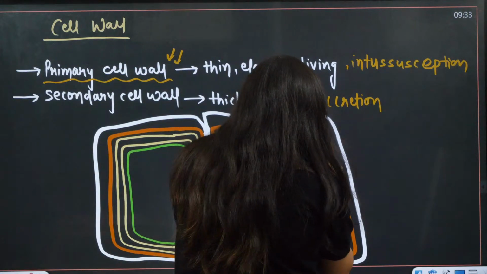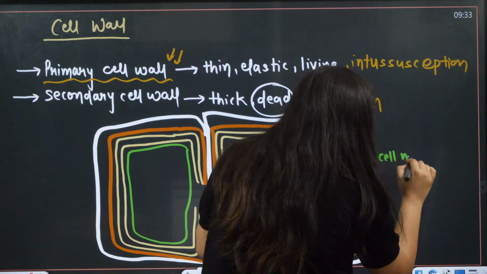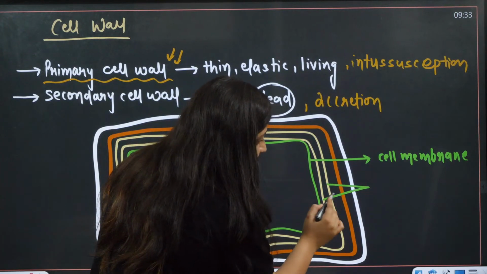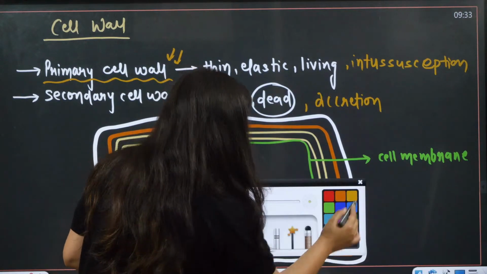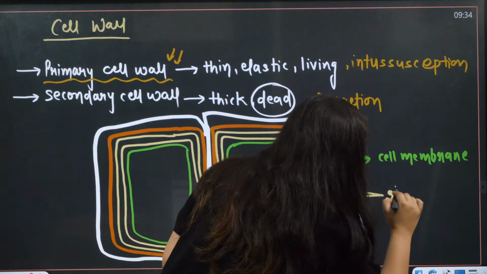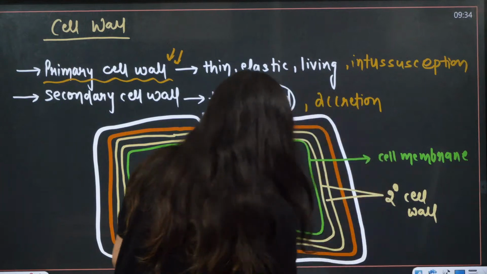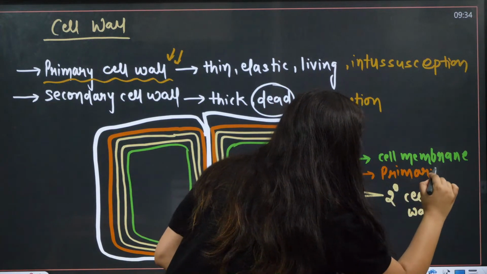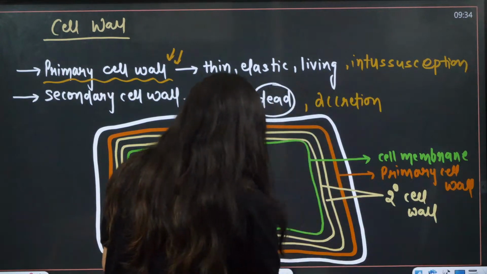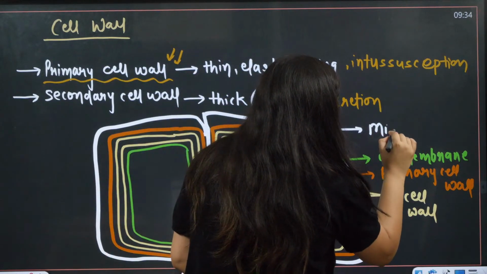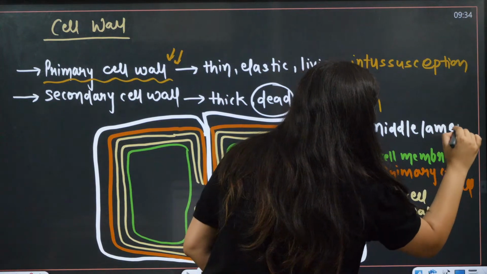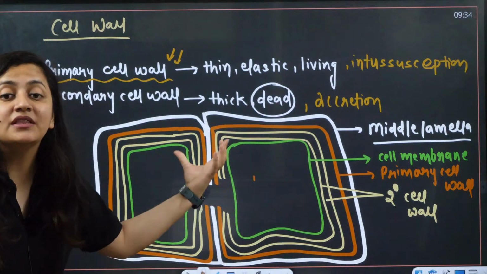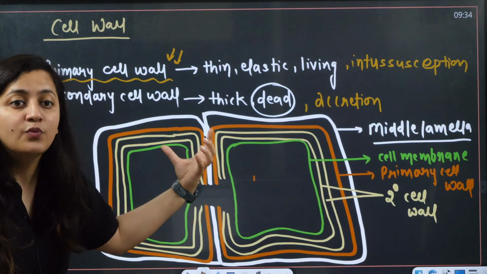Here, the innermost is your cell membrane, the selectively permeable cell membrane. This layer is basically the secondary cell wall. Then we have this orange one, which is the primary cell wall, and this white colored layer is the middle lamella. In these two cells, this cementing layer is the middle lamella, which is present in plants.